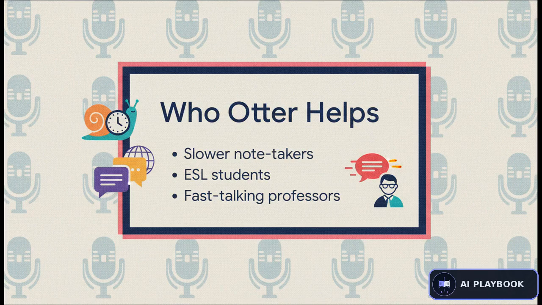Instead of relying on some half-remembered frantic note you scribbled in the margins 3 weeks ago, you can just search, hey, what did she say about the midterm format? And boom, you get the exact verbatim sentence. It really frees up your attention span to actually listen during class.